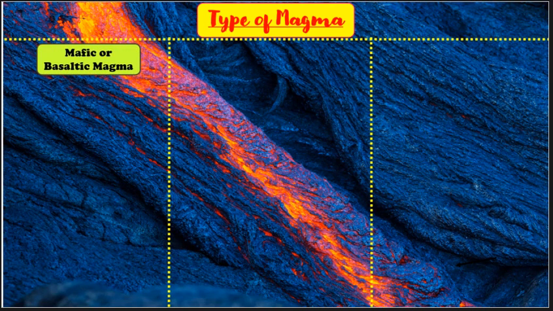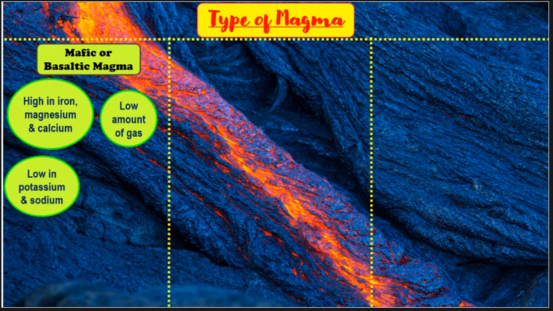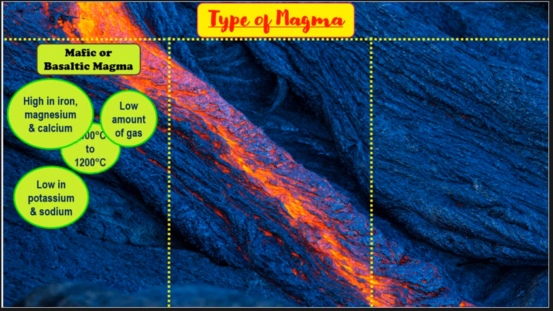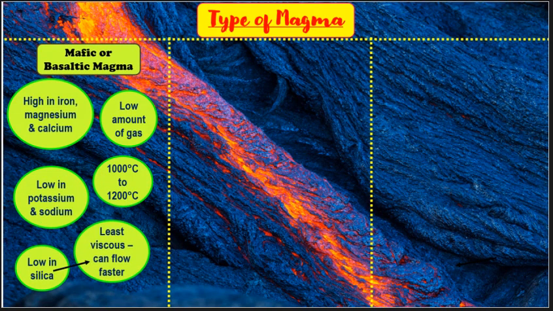We have first the mafic or the basaltic magma. What are the characteristics? The mafic or basaltic magma is high in iron, magnesium, and calcium. It has a low amount of gas, and is low in potassium and sodium. The temperature ranges from 1000 to 1200 degrees Celsius. It is low in silica content, meaning least viscous, or it can flow faster. So mafic or basaltic magma is fast-flowing magma because it is less viscous compared to the other two.